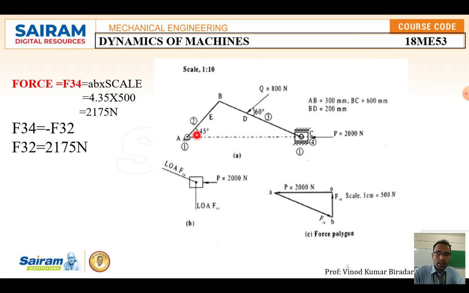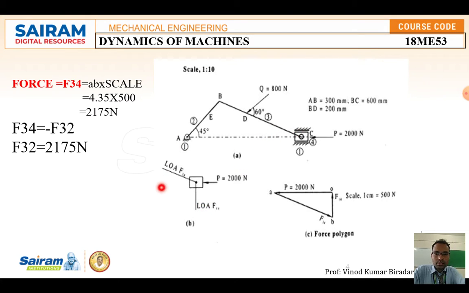The dotted line is called the line of action, that is LOA. Capital LOA means line of action. To transfer this force here, draw one line. This is a free body diagram. Where there is a fixed point, a normal reaction will be there. You draw the perpendicular to this. This is F14. F14 means link 1 is pushing link number 4. You have to write that here.